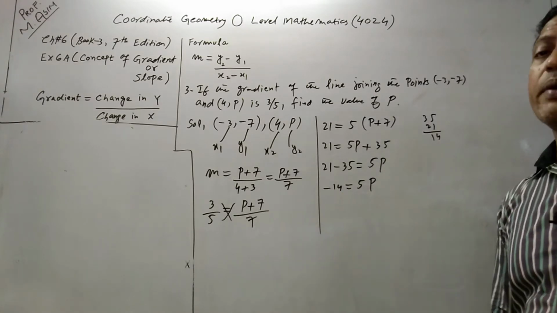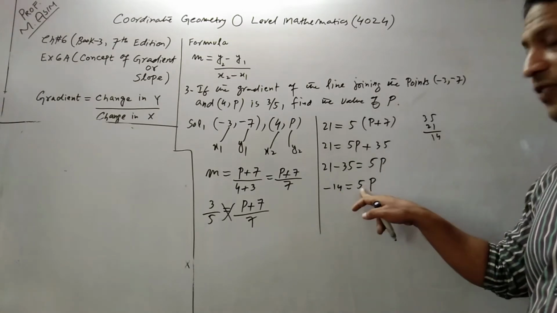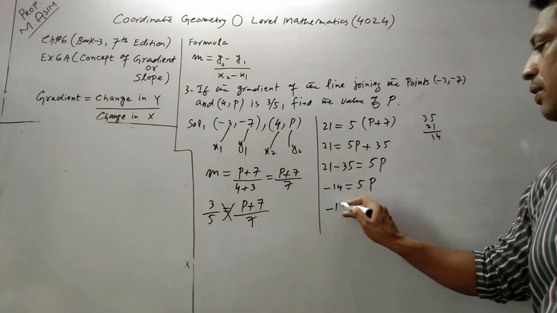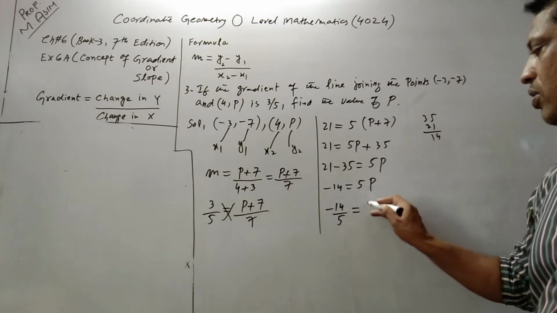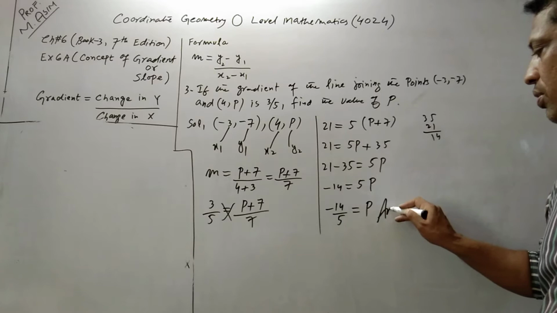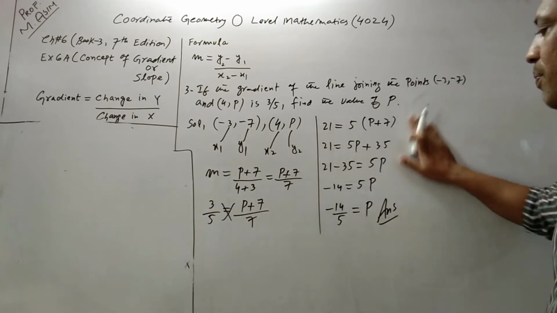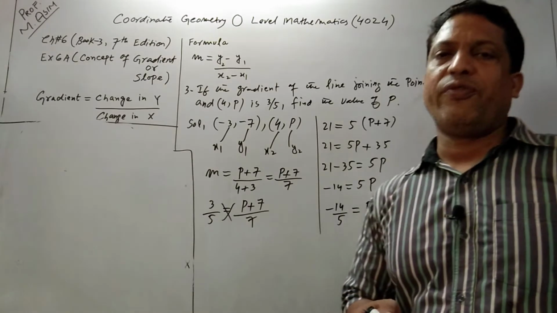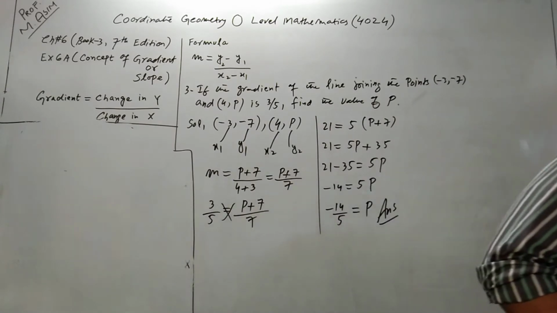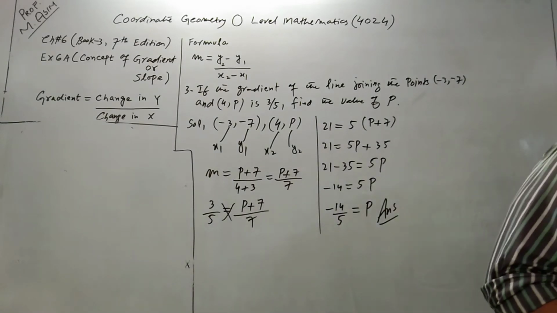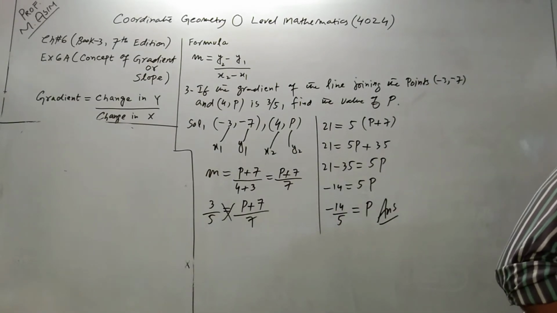Why minus? Because of the sign of the bigger number. This 5 is multiplied by p. This should divide on other side. Therefore, the value of p is minus 14 upon 5. This is the requirement of the question. See next question.